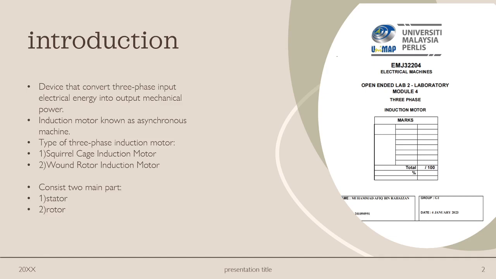An induction motor is also known as an asynchronous machine. There are two types of three-phase induction motor, which are the squirrel cage induction motor and the wound rotor induction motor. An induction motor consists of two main parts, which are the stator and the rotor.